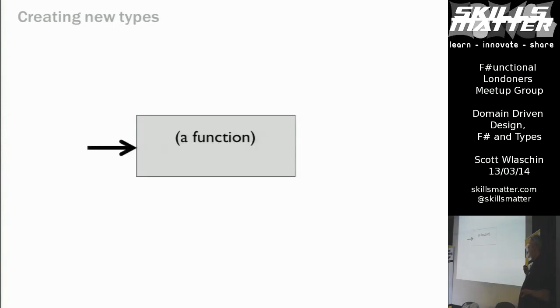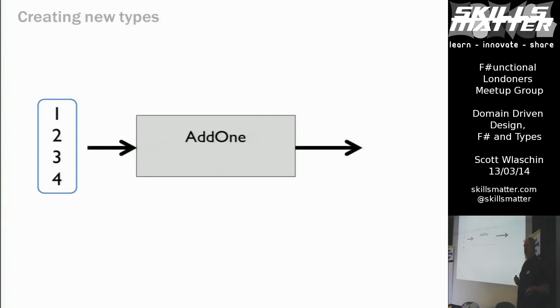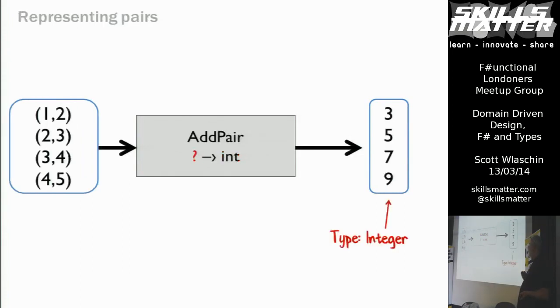So here's a function, which is a black box. I'm going to use the typical metaphor for a function, with an input and an output. Say I have a function called add1. The input for this function is any integer, and the output is any integer. So we write it as integer arrow integer. That tells me the function takes an integer and outputs an integer. That's straightforward enough. Now, let's say we have something that adds pairs of numbers. The input is any pair of integers, and the output is the sum of those two integers. The output's easy enough, it's an int. But what type is the input?